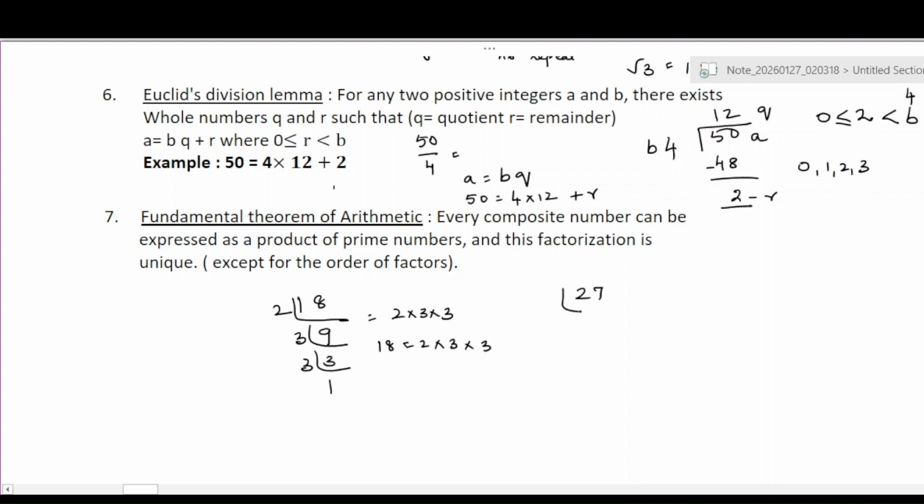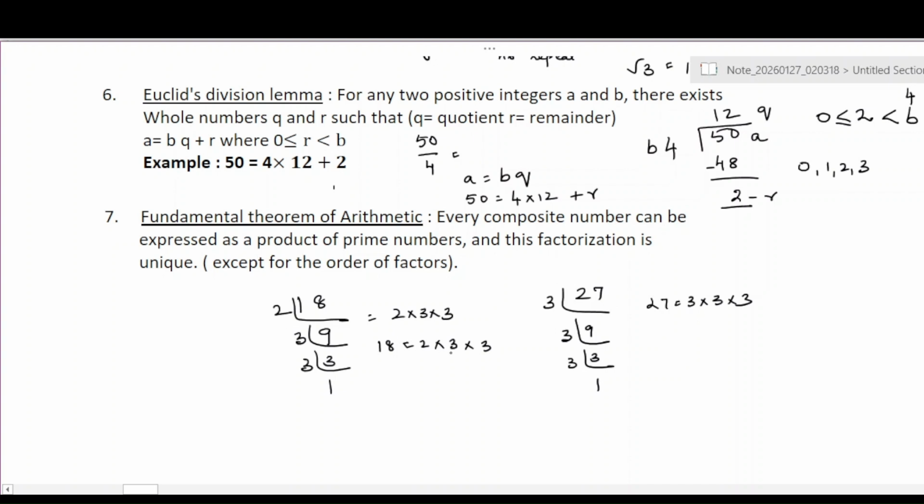27 will be 3 into 9, and again 3 threes are 9. So for 27 it will be 3 into 3 into 3. So here they are saying that each number can be expressed as a product of prime numbers. These are all prime numbers, 2, 3, and this factorization is unique.